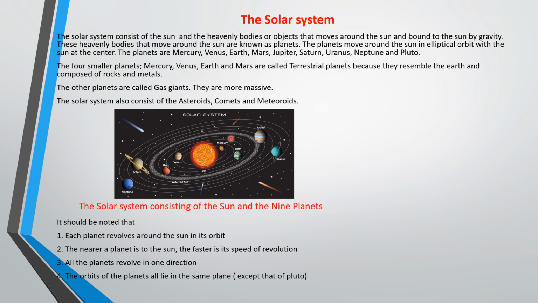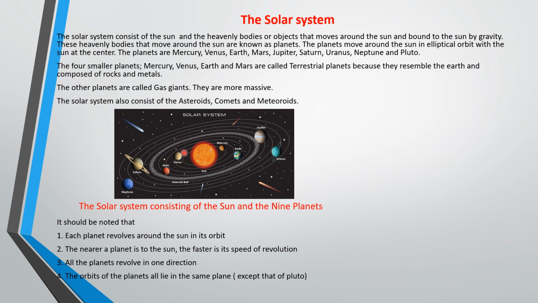Also in the solar system, we have other bodies that are called asteroids. Some are called comets, and then you also have the meteoroids. These are also heavenly bodies, though they are not planets, but they are also part of the solar system. So these are other bodies that we see in the solar system. This picture just depicts what the solar system is.